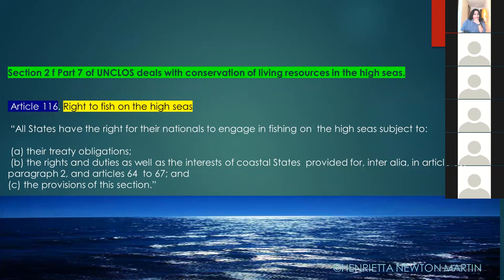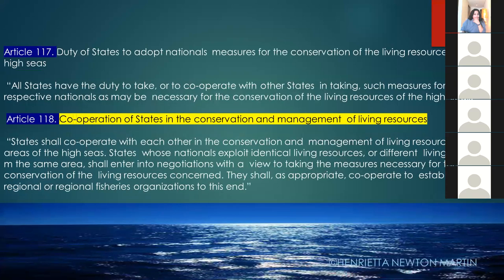Now let's move on to Part 2 of Part VII of this convention, which deals with conservation of living resources in the high seas, living resources such as fish, mammals, sea animals. Article 116 talks about the right to fish on the high seas. All states have the right for their nationals to engage in fishing on the high seas, subject to their treaty obligations, the rights and duties as well as the interests of the coastal states provided for inter alia in Article 63, paragraph 2, and Articles 64 to 67, and the provisions of this section. So the right to fishing comes under Article 116 of the United Nations Convention on the Law of the Sea.